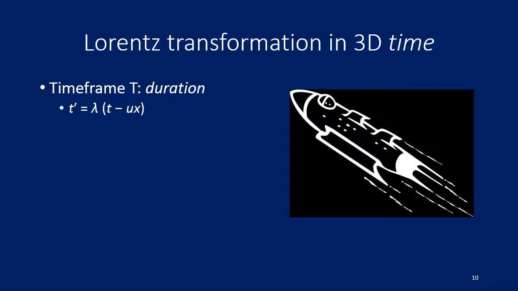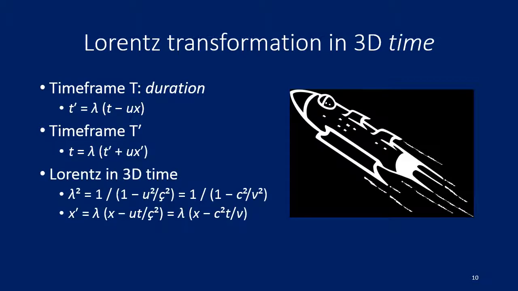However, now let's look at the time frame t in duration. Start with duration. T prime equals, call it lambda times t minus u, the linearity, times x. And the time frame t prime has t equals lambda times t prime plus ux prime. So we work it out as before, it's just algebra, and it works out that lambda squared equals 1 over 1 minus u squared over c sedilla squared, which, if we put it back into speed, is 1 over 1 minus c squared over v squared.